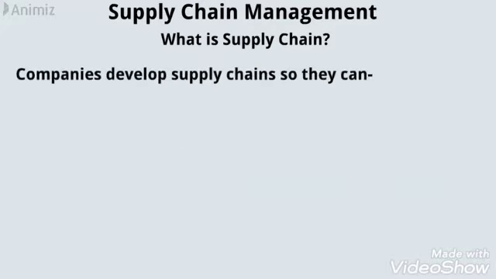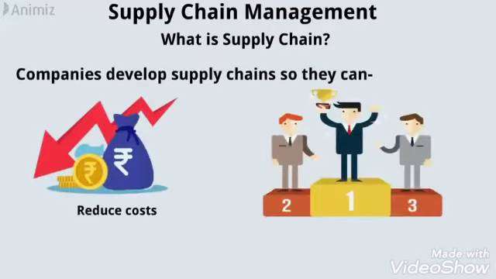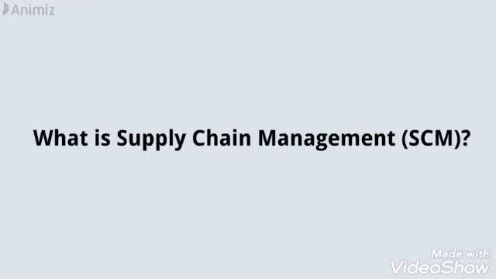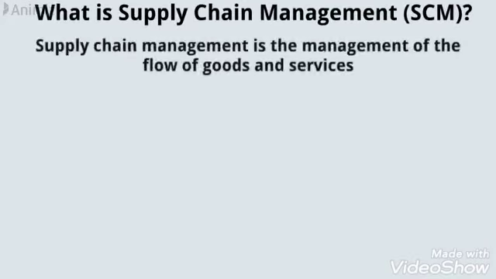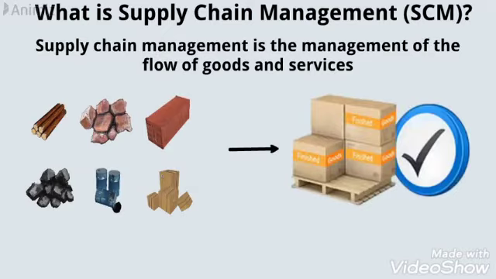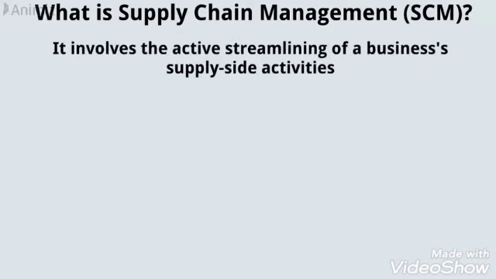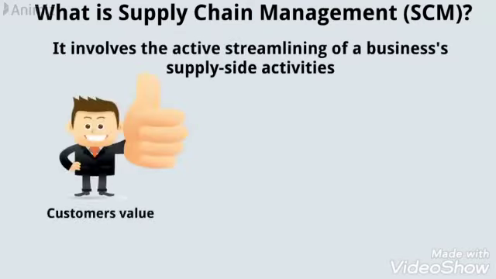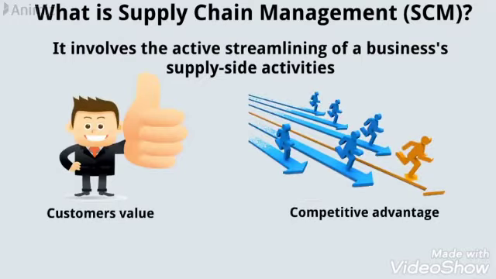Companies develop supply chains so they can reduce their costs and remain competitive in the business landscape. Now come to what is supply chain management, or SCM. Supply chain management is the management of the flow of goods and services, and includes all processes that transform raw materials into final products. It involves the active streamlining of the business's supply-side activities to maximize customer value, and gain a competitive advantage in the marketplace.